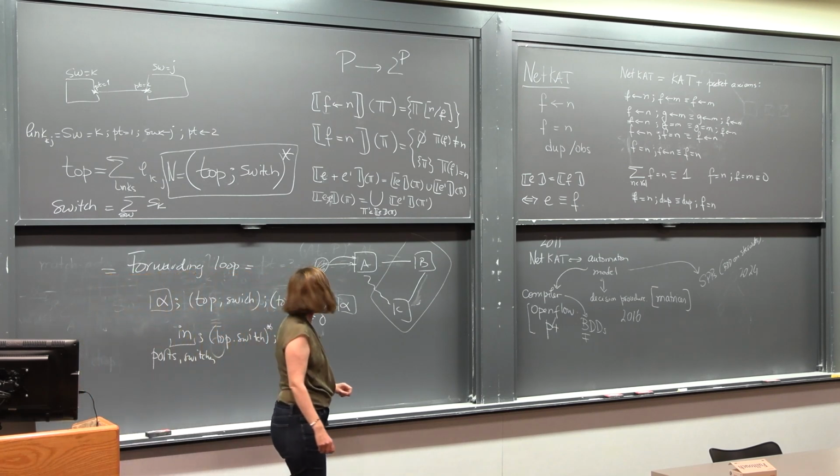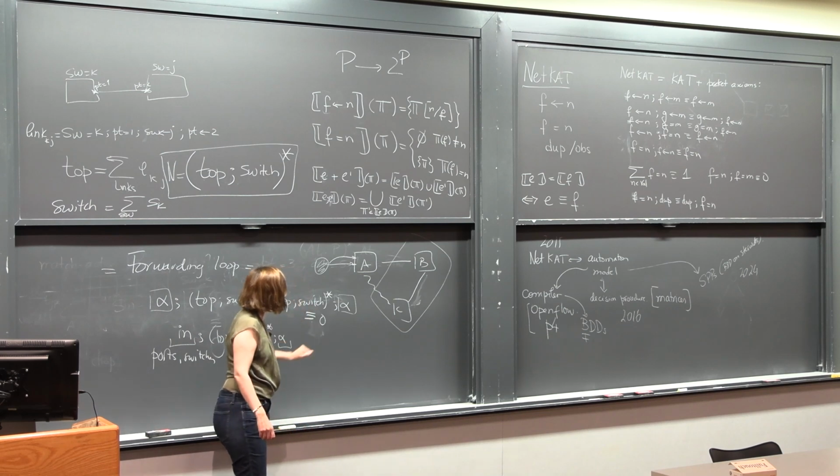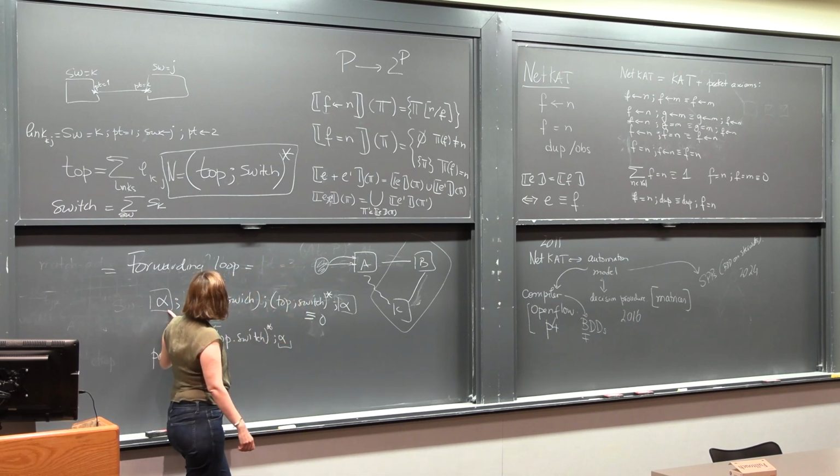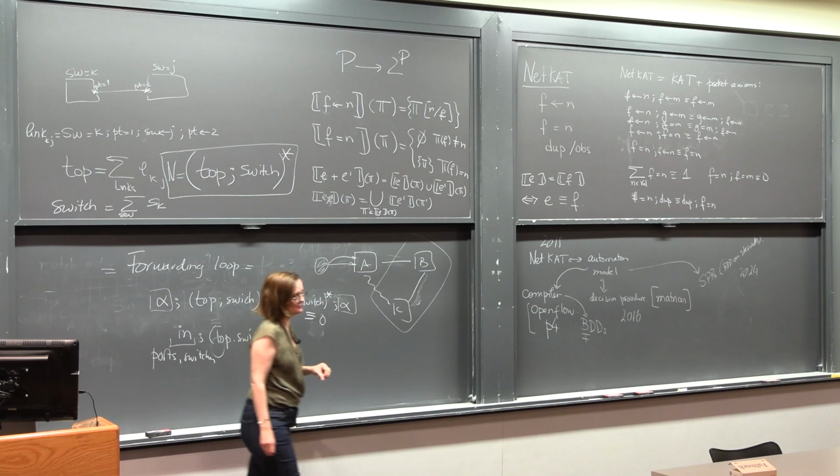And with the equals 0, the question is whether you have a forwarding loop or you don't. So here, if this is 0, then you do not have a forwarding loop.